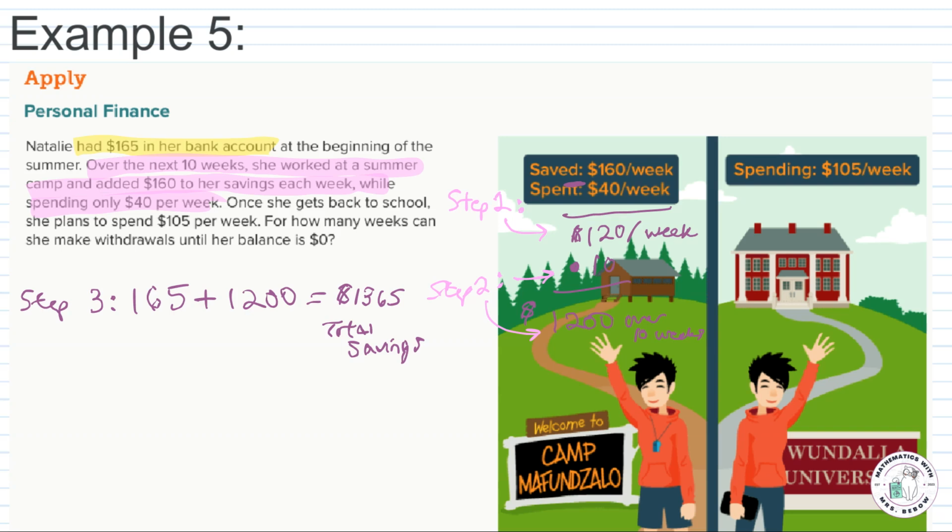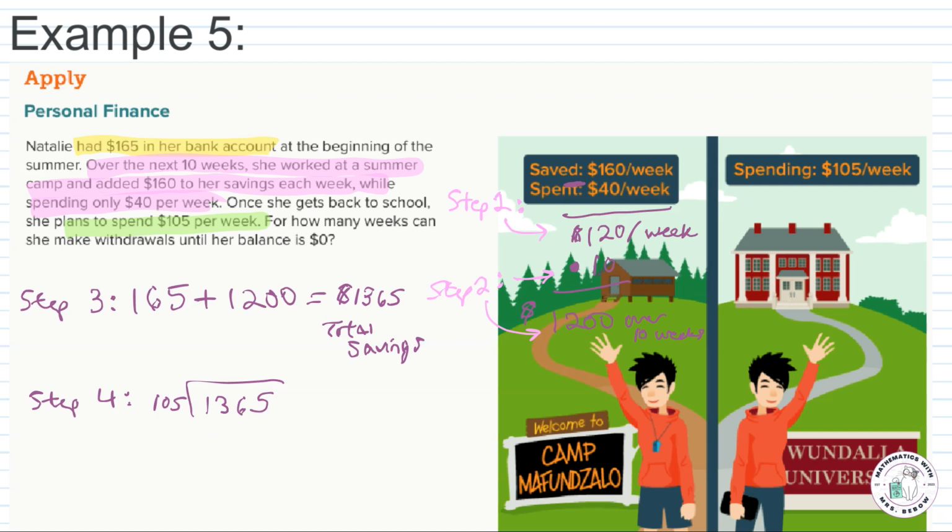So to figure out, once she gets back to school, she plans on spending $105 per week. So for how many weeks can she make withdrawals until her balance is $0? So for the last step, this is where the division is actually going to happen. So step four, we're going to take the amount that we have in savings, 1,365, and we're going to divide it by the amount that she's planning on spending each week, 105. So 1,365 divided by 105. And now we just long divide.